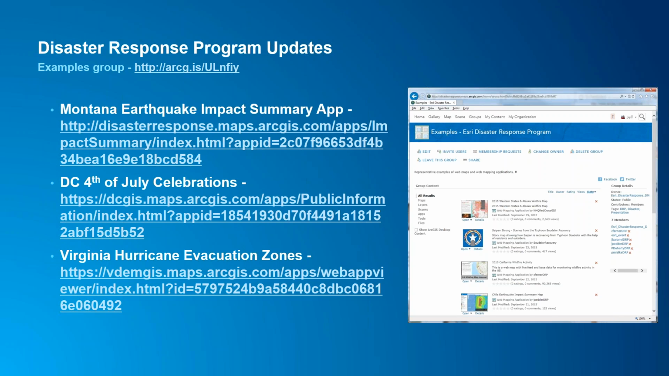A couple of other things we've added recently, including the public information map for the 4th of July celebrations in D.C. Again, another good example from a special events perspective of sharing info with the public. And from a preparedness perspective, Virginia's recently configured a hurricane evacuation zones map app that we've shared in that group as well.